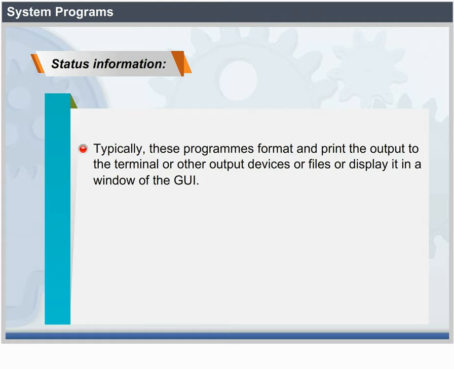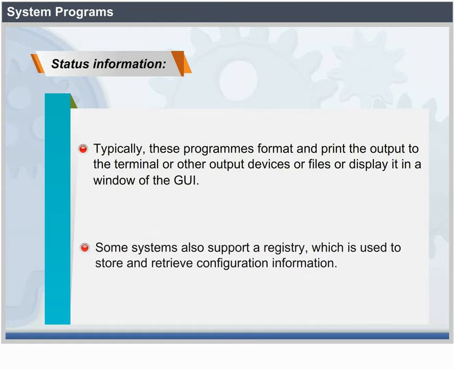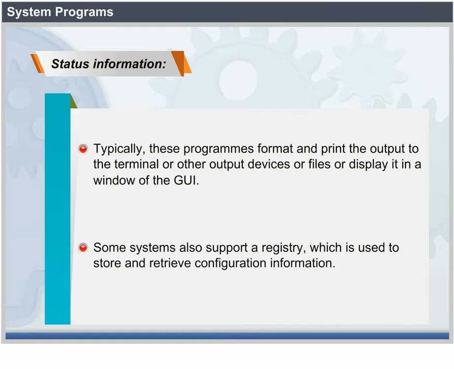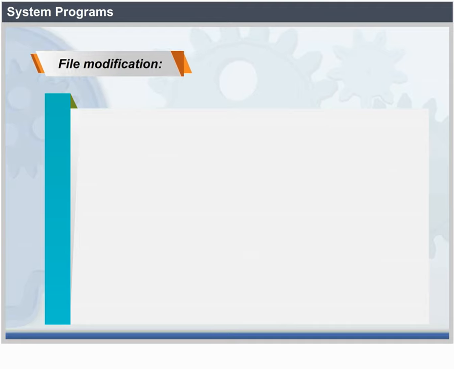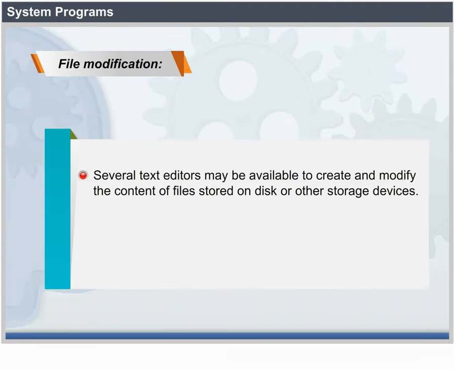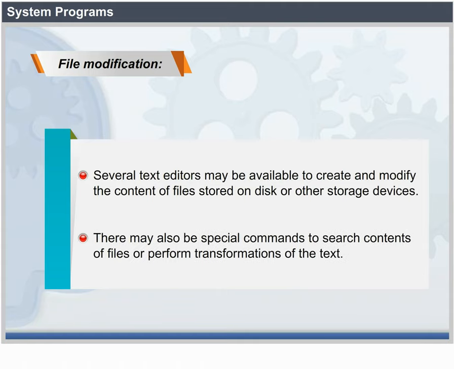Some systems also support a registry, which is used to store and retrieve configuration information. File modification. Several text editors may be available to create and modify the content of files stored on disk or other storage devices. There may also be special commands to search contents of files or perform transformations of the text.